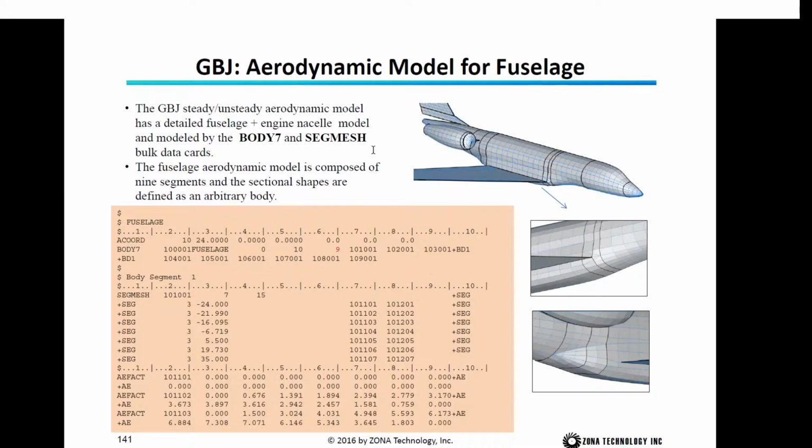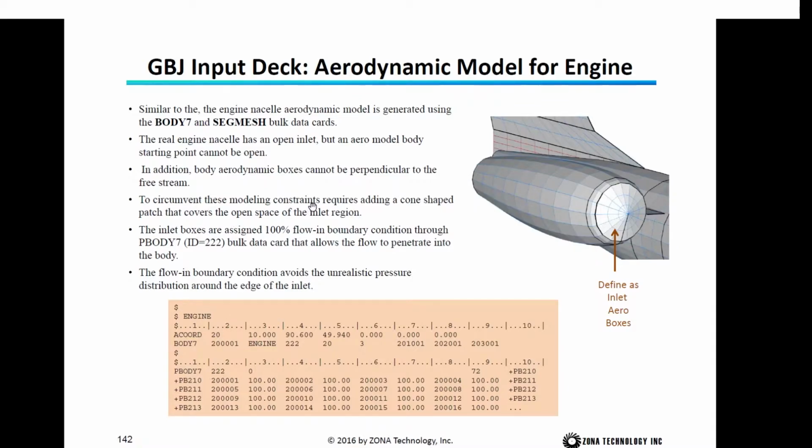The GBJ steady and unsteady aerodynamic model has a detailed fuselage plus engine nacelle model by the BODY7, and BODY7 refers to the SEGMESH card. The fuselage aerodynamic model is developed by 9 segments. Each segment is defined by a SEGMESH, so it has 9 segments, and each one refers to a SEGMESH. In the first SEGMESH, we have 7 axial stations. Along each station, we have 15 points, and the YZ location of the points is defined by the AEFACT card. Also we use the BODY7 to model the engine nacelle.